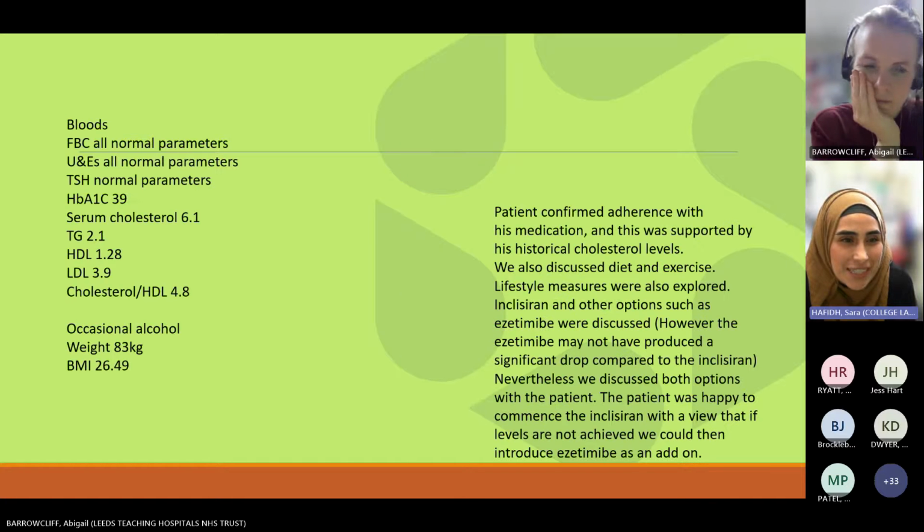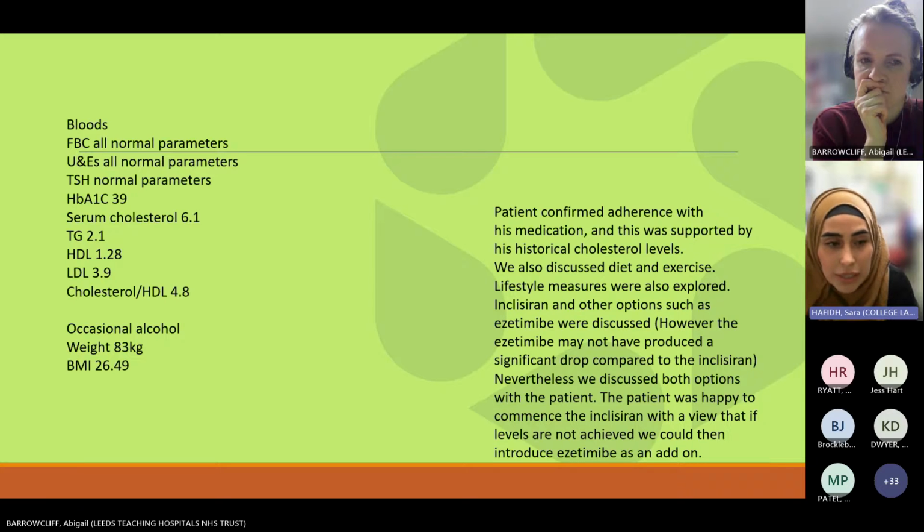Can we go to the next slide, please? So we did some blood tests for him. He was identified via QOF to us, given the work that we need to do in primary care. Full blood counts were all normal. Kidney function was normal. Thyroid was normal, and it's really important to monitor thyroid levels when we're doing cholesterol management. HbA1c was normal. Serum cholesterol was 6.1. His triglycerides were elevated at 2.1. High density lipids were good. LDLs were 3.9, and the cholesterol HDL ratio is 4.8.